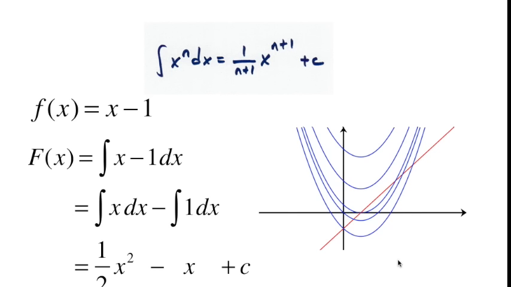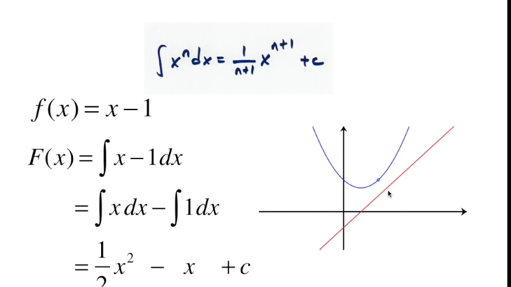If we are given a specific point, if we want our integral to go through a specific point, then we can find the particular solution. Here I have a point, and therefore I can find which of all the parabolas goes through that point.